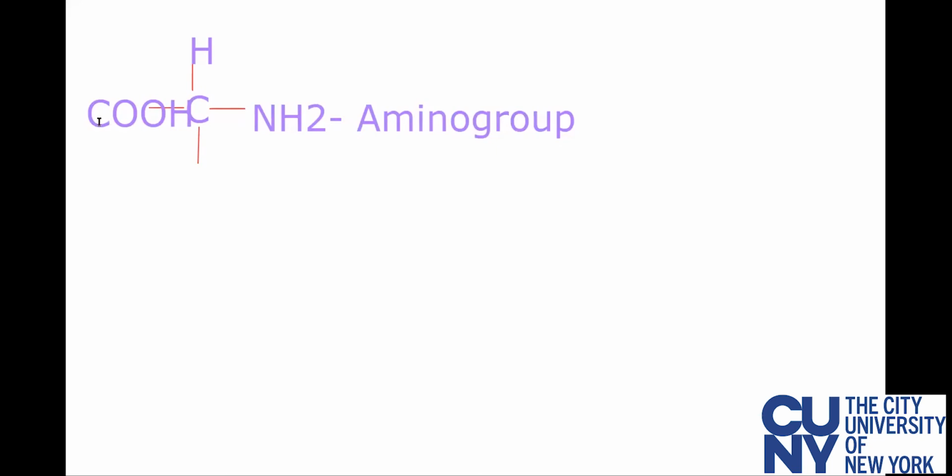Third is referred to as, I'm writing more clearly, COOH, and this is referred to as the carboxylic group. So first is hydrogen, second is the amino group, NH2, and third is COOH, the carboxylic group. Now we know that proteins are made up of how many amino acids?